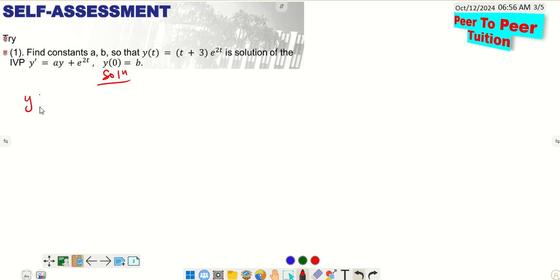y(t) is equal to (t + 3)e^(2t). So let us differentiate this one. We will be able to differentiate this using the product rule.